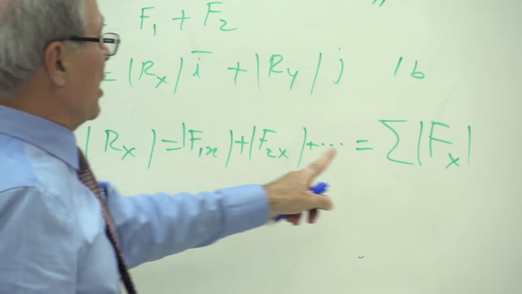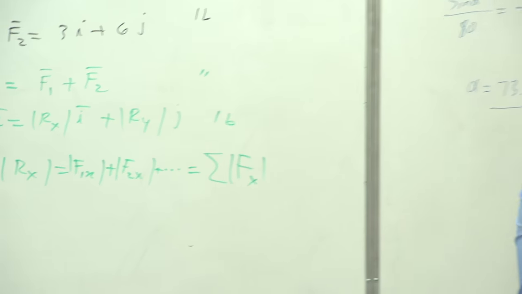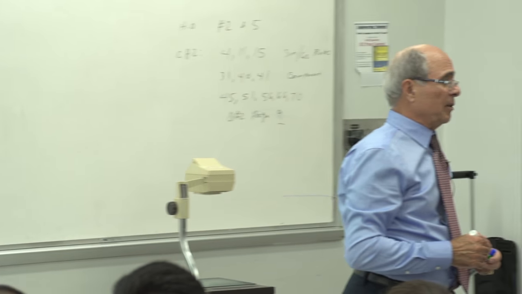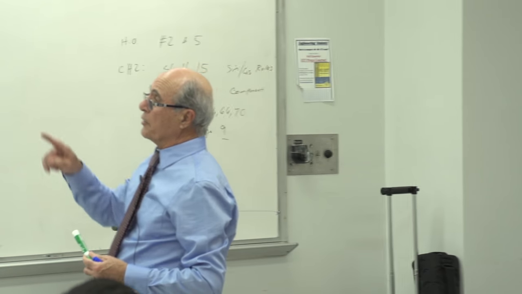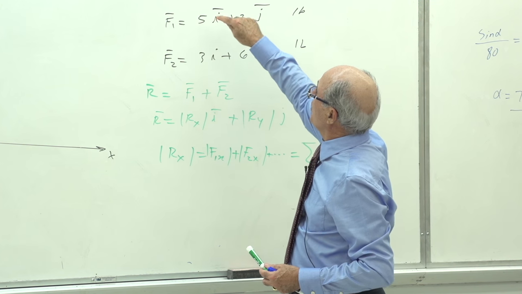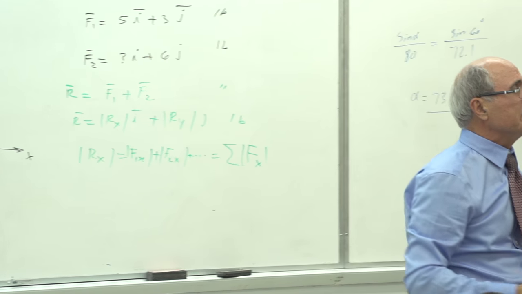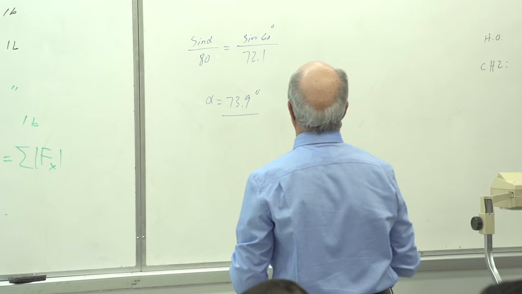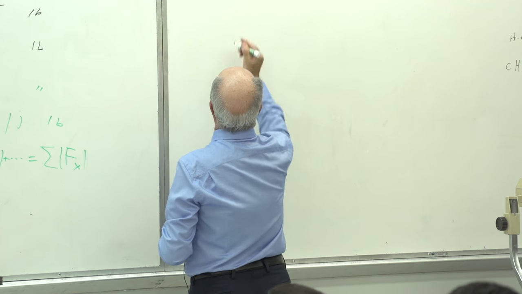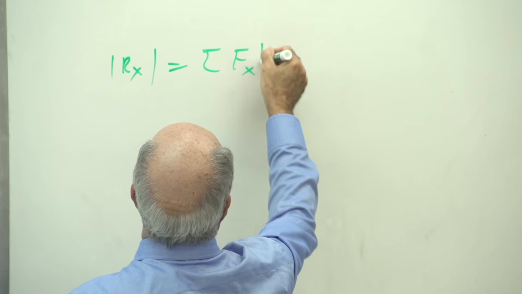So Rx is the summation. It doesn't matter whether Fx is positive or negative. It may go there, there, then come back. Two of them are positive, one of them is negative. But my resultant has a component along x equal to F1x, F2x, F3x, F4x, it doesn't matter how many there are. Is that correct or not? From now on, this is the formula. So these are the concepts you have to use: Rx equal to the summation of Fx in magnitude.